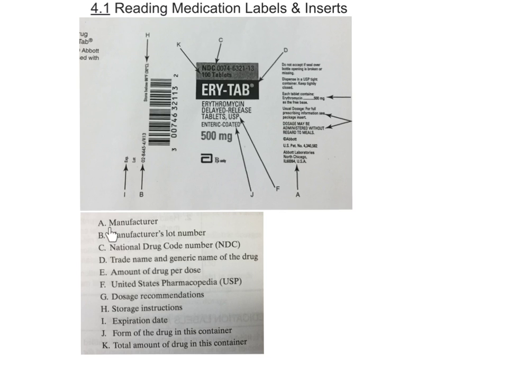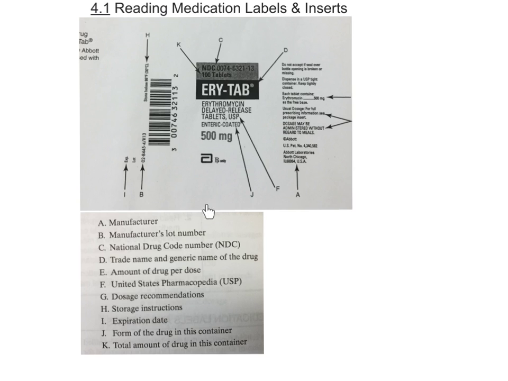So let's start with the manufacturer. A manufacturer usually has an address attached to it, and if it says something like Abbott Laboratories, something that sounds like a company or a place where drugs are produced, then that's the manufacturer. The manufacturer's lot number, B, is not a serial number, because a serial number would be over here, something that's not attached to a barcode. The National Drug Code number would be up here. You'll see the letters NDC for National Drug Code, and the number attached to it would be the number.